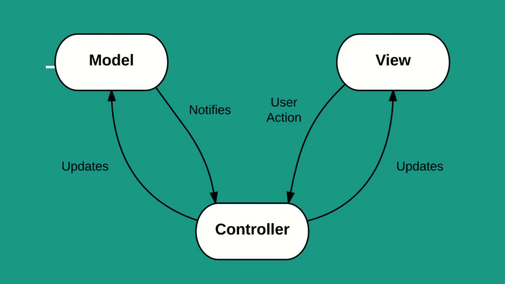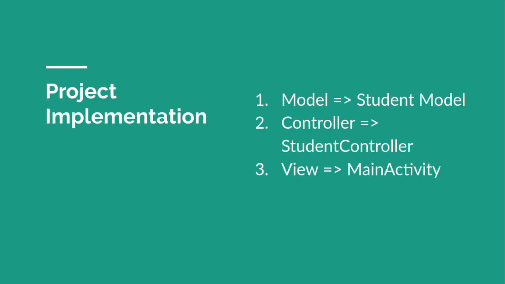In active form of MVC, any classes can be controlled by any other classes. So we're going to be implementing a passive form of MVC here, and in our project implementation there are going to be three classes: a student class as a model, a student controller as a controller class, and main activity as our view. So let's go into coding.